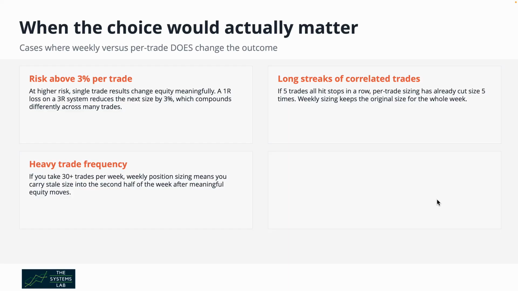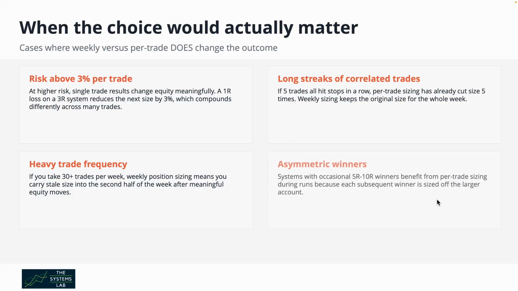The next case would be heavy trade frequency. If you take, let's say, 30 plus trades per week, weekly position sizing means you carry a stale position size into the second half of the week after meaningful equity moves during the first half of the week. And finally, asymmetric winners. Systems with occasional 5R to 10R winners benefit from per trade sizing during runs because each subsequent winner is sized off the larger account. Now, if your system fits any of these conditions, the choice of adjustment cadence is definitely worth you running your own backtest and your own analysis.